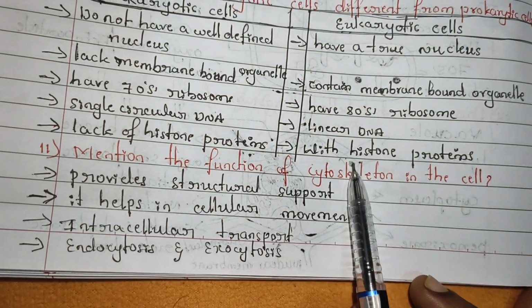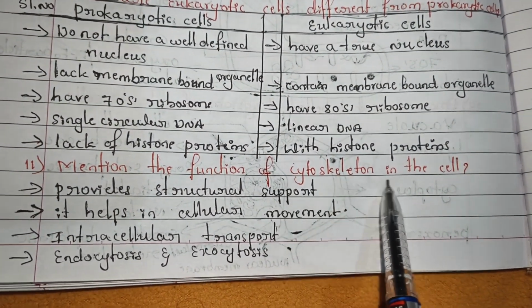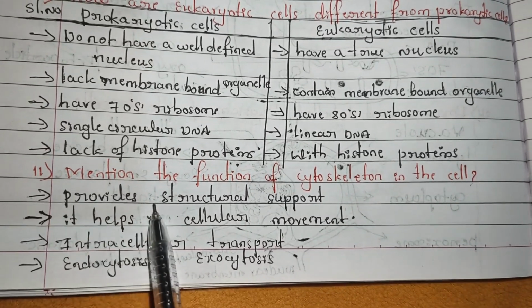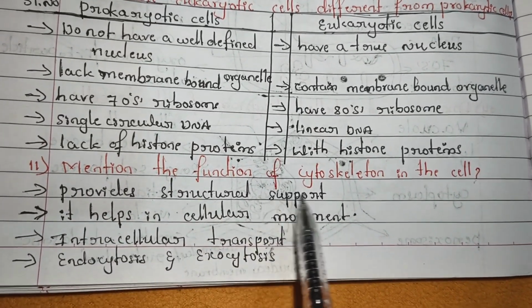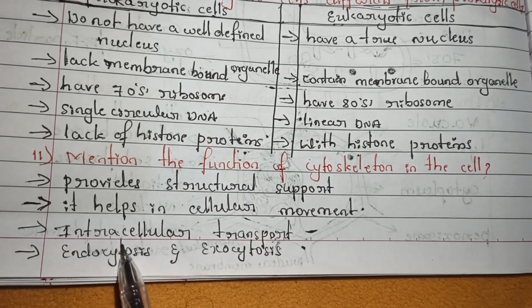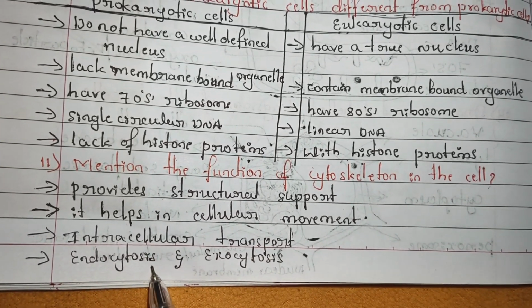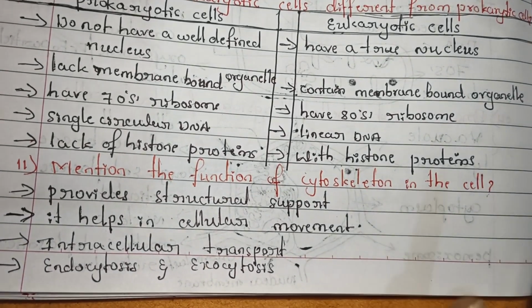And next, mention the functions of the cytoskeleton in the cell. First one is it provides structural support, second one it helps in cellular movement, and third one intracellular transport, and it acts in endocytosis and exocytosis.